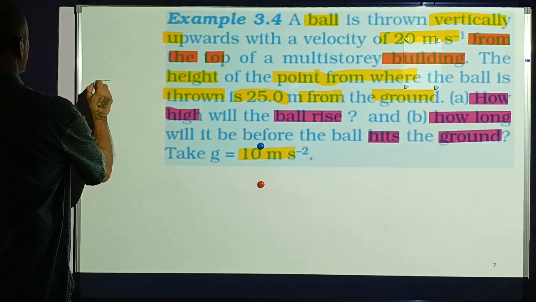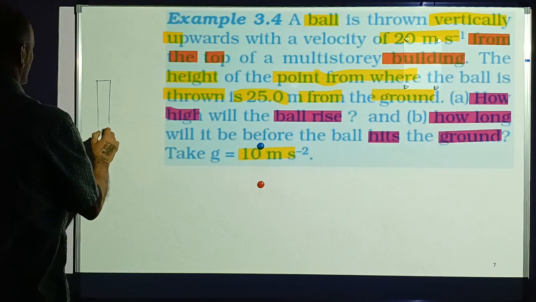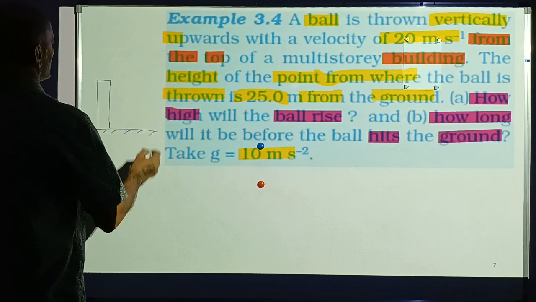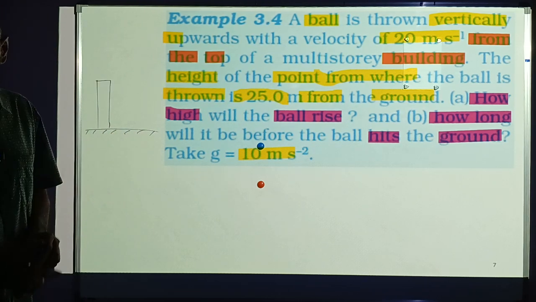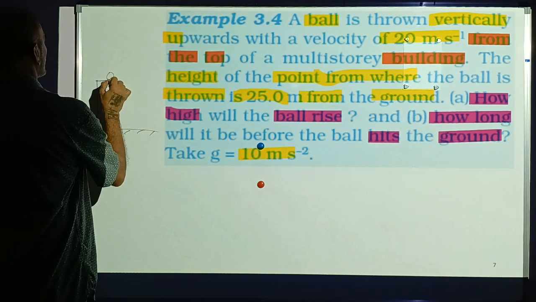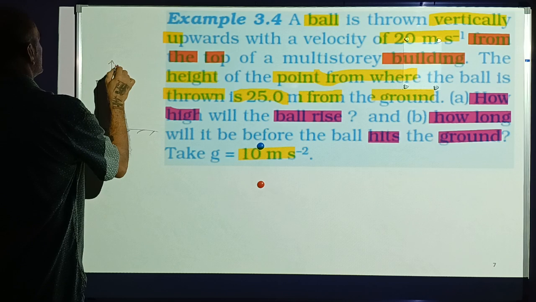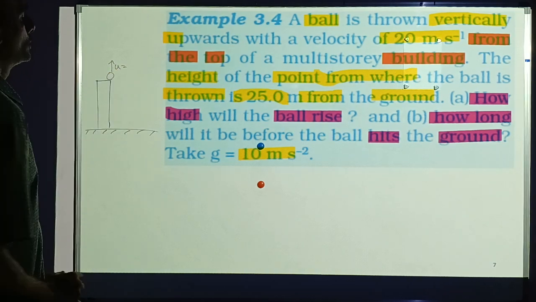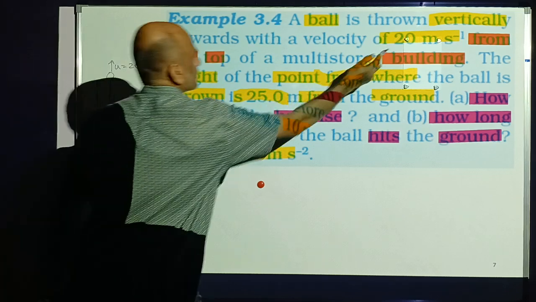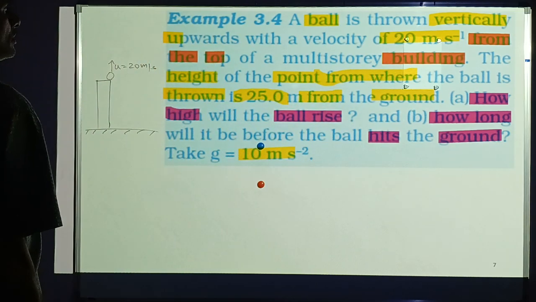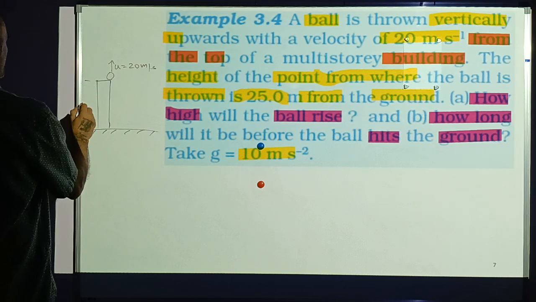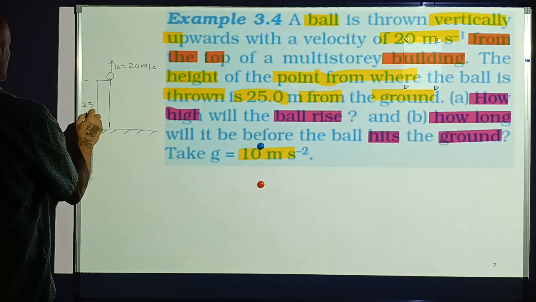So there is a multi-story building. So this is the Earth's surface. And the ball is being thrown vertically with the initial velocity u equal to 20 meter per second. And the top of the building is 25 meters from the ground.